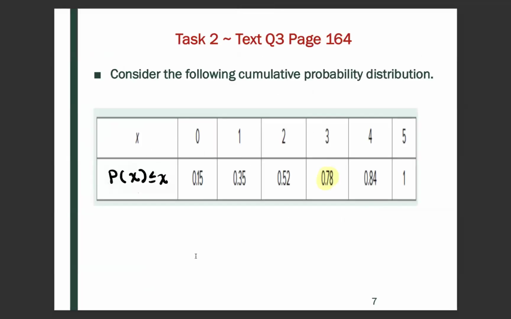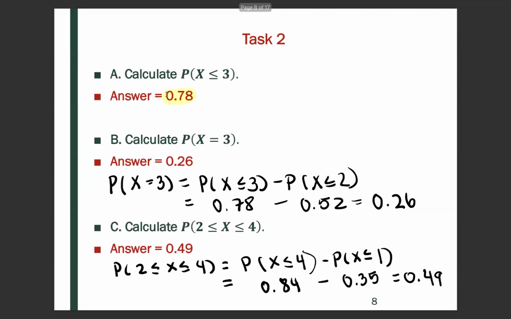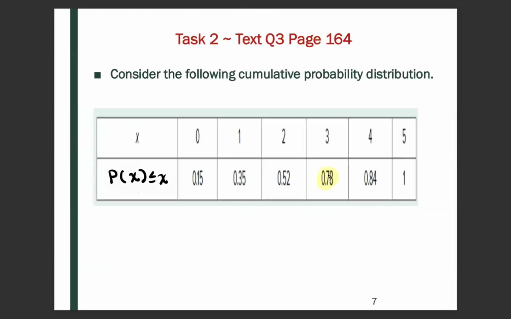Consider the following cumulative probability distribution. So here we have the probability that X is less than or equal to x for 0 through 5. And so here are the cumulative probabilities. So calculate the probability that X is less than or equal to 3. So here, by definition, that's going to be 0.78, because this is the probability that X is less than or equal to 3, as we can see here by definition as well.